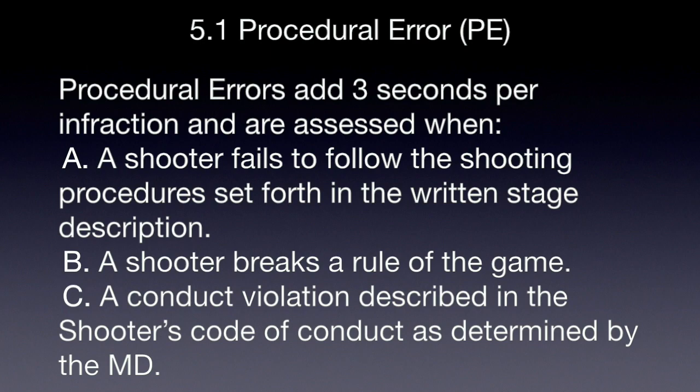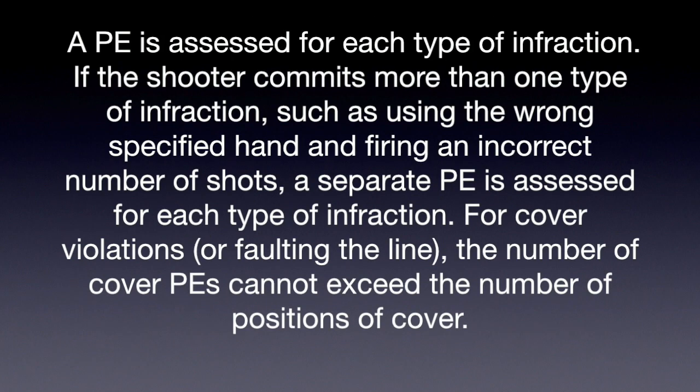Procedural errors add 3 seconds per infraction and are assessed when a shooter fails to follow the shooting procedures set forth in a written stage description, a shooter breaks a rule of the game, or a shooter violation described in the shooter's code of conduct is determined by the match director. A PE is assessed for each type of infraction.